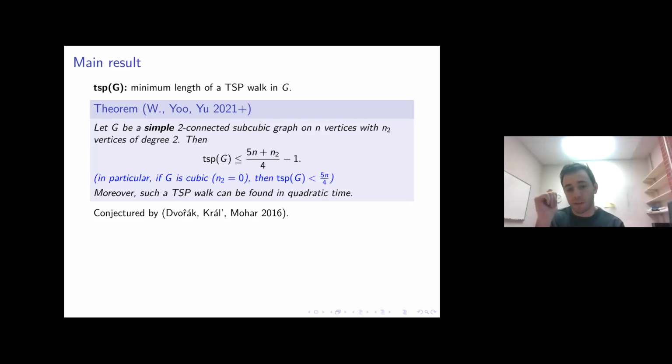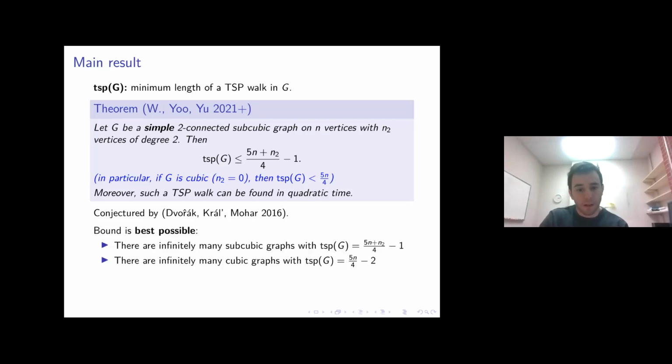This was conjectured by Dvořák, Král', and Mohar in 2016. And this bound is best possible. There are infinitely many subcubic graphs that obtain this bound, and there are infinitely many cubic graphs that almost obtain this bound. Both of these families were constructed by Dvořák, Král', and Mohar in that 2016 paper. We not only prove this bound, we characterize exactly when the graphs are equal to this bound. And we can talk about that later.